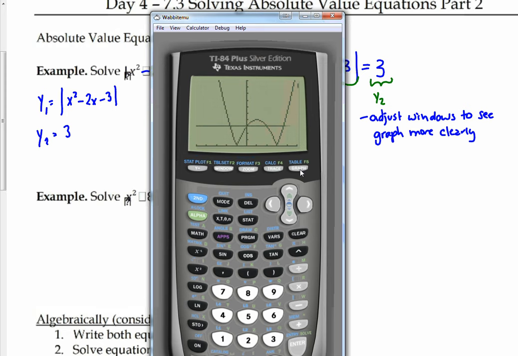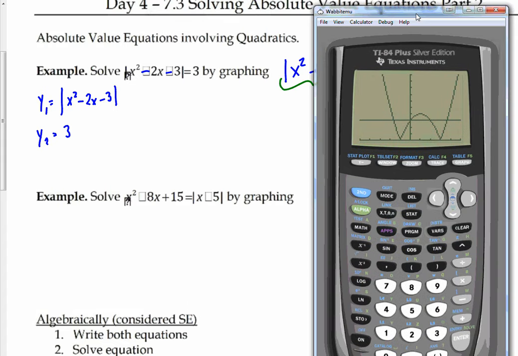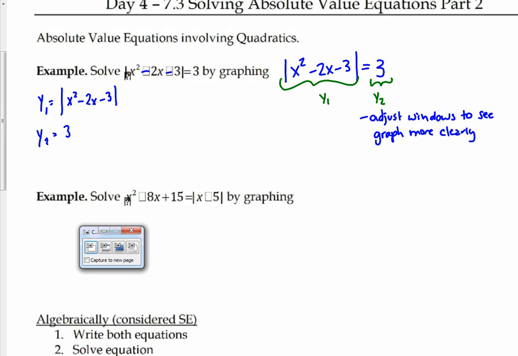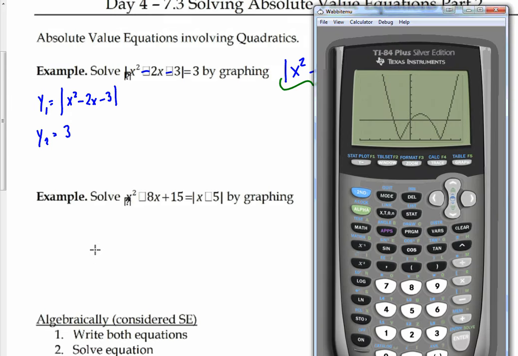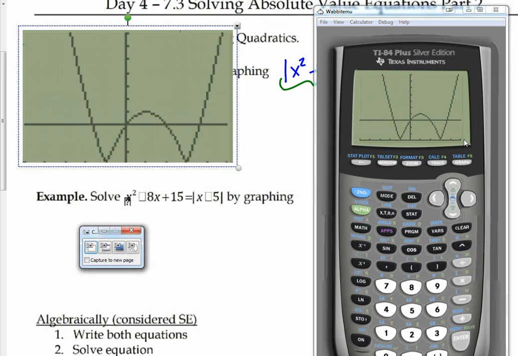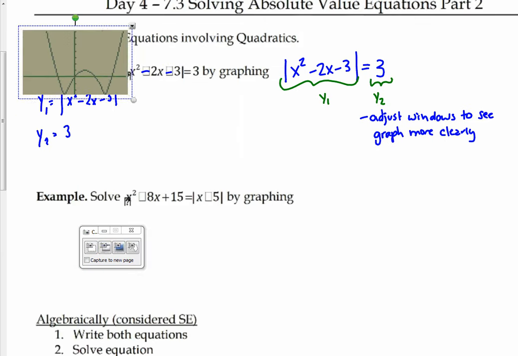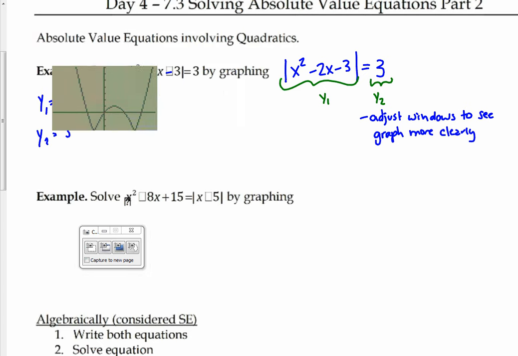Okay, so that's our graph that we have here. And I'm just going to do a rough sketch of it. Or, I'm going to take a picture. Oops, no, that's not what I want. Ding. Love when that happens. Okay, there's my graph.